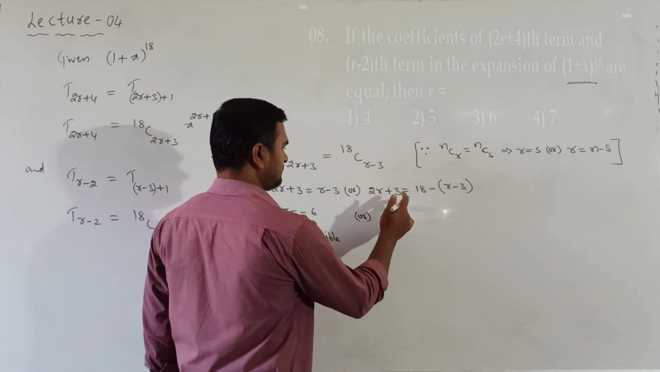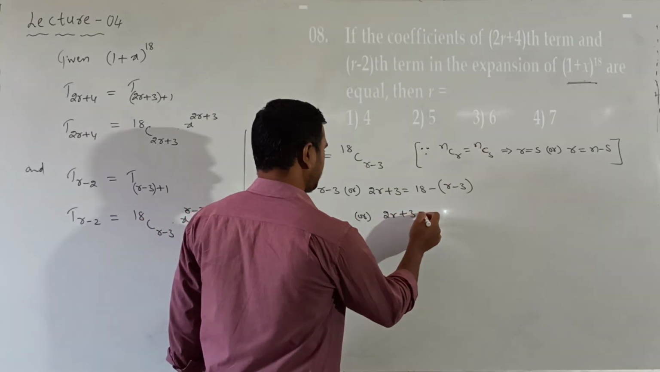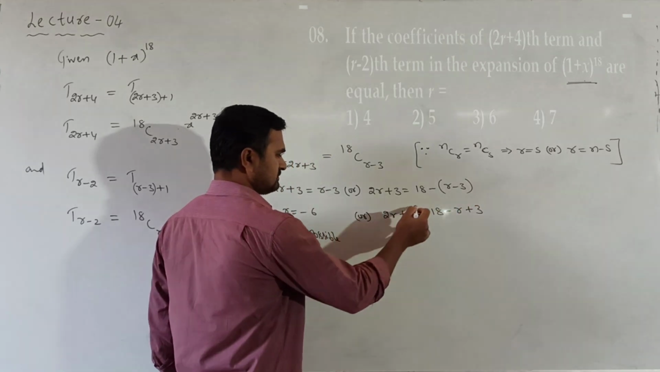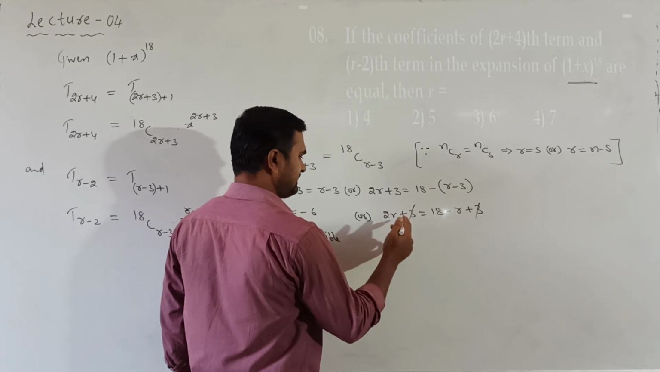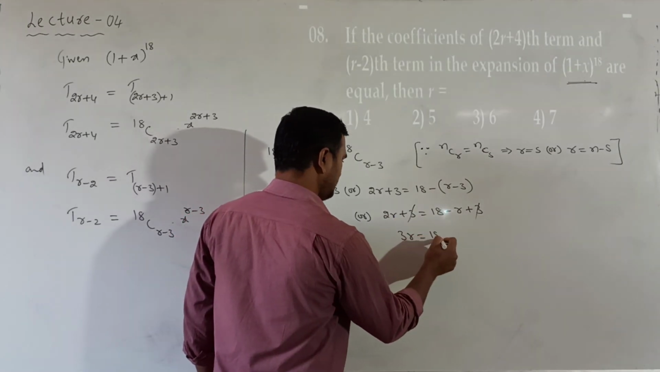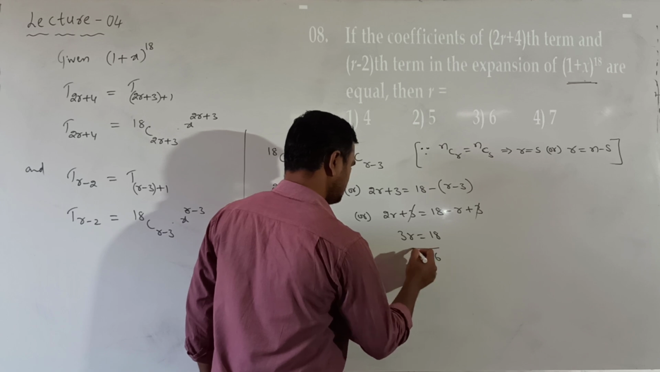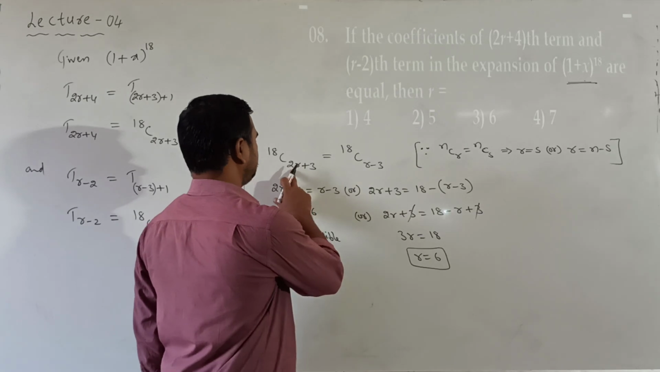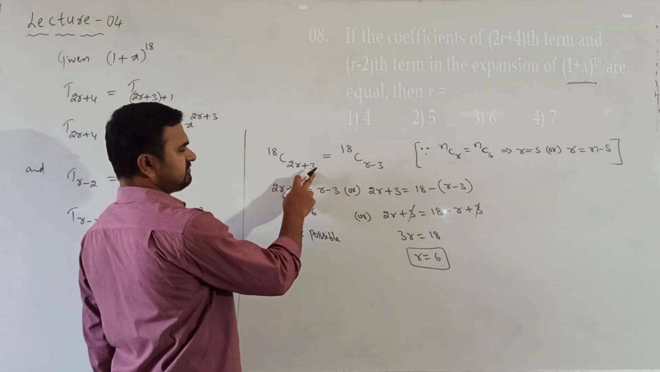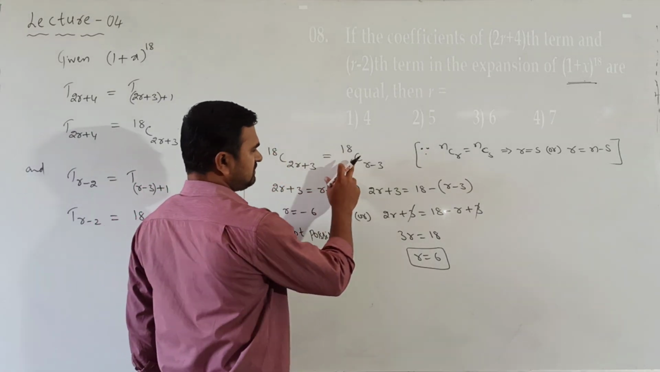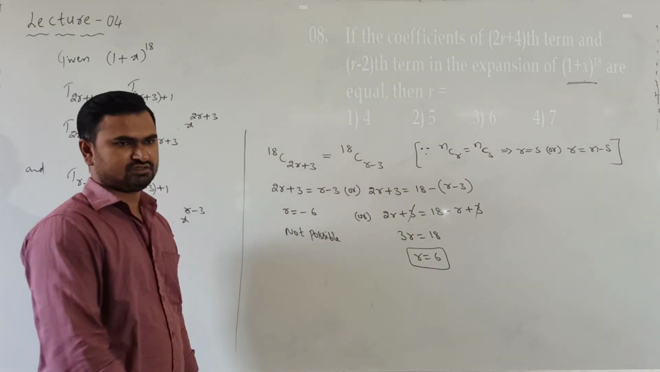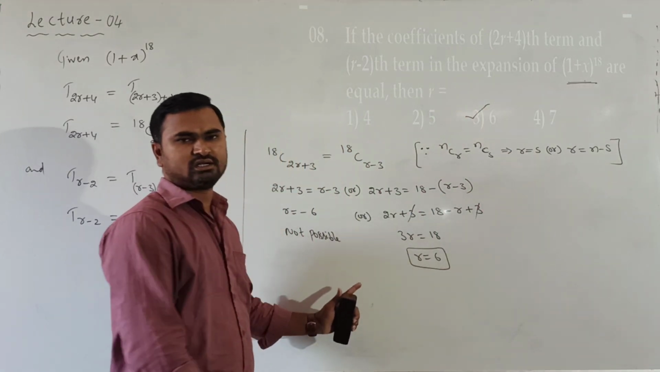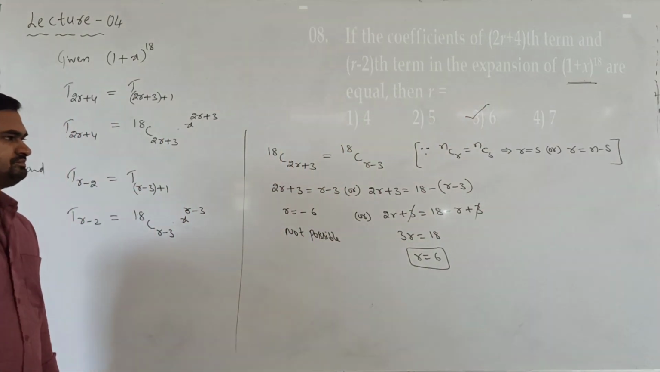Or solving this, 2r+3 equals 18-r+3. The 3 will get cancelled. Bring r to this side: 3r equals 18, so r equals 6. And observe, is it possible or not? When r is 6, 2r+3 is 12 plus 3, 15. 18C15 is defined, 18C3 is also defined. So the required value of r is only 6, but not minus 6.